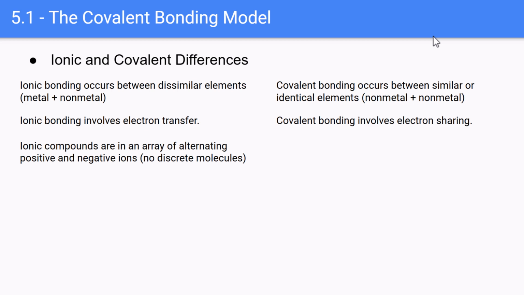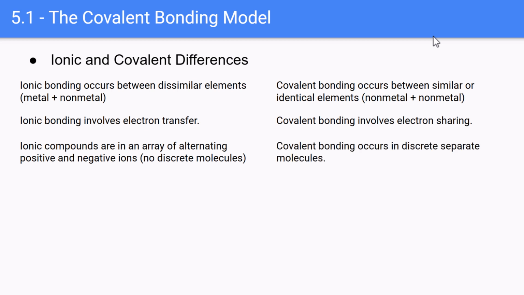So NaCl, for example, is not just one Na ion and one Cl ion. It's a repeating array of positive sodium ions and negative chloride ions, but we describe it as a formula unit that is in a 1-to-1 ratio, even though there may be millions, billions of atoms in a single grain of sodium chloride.